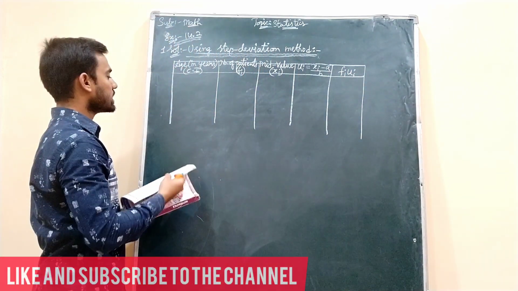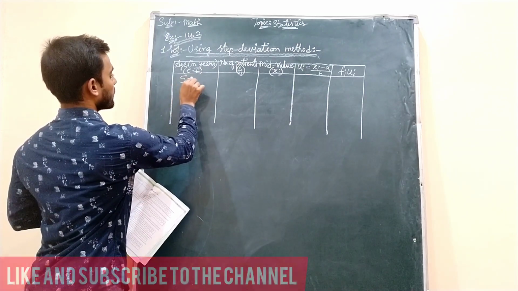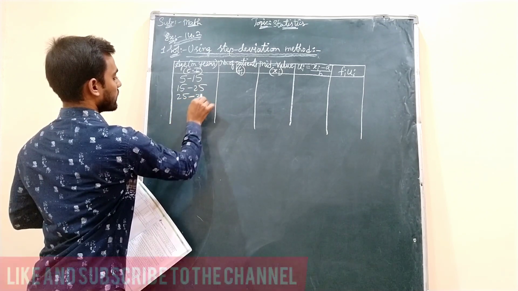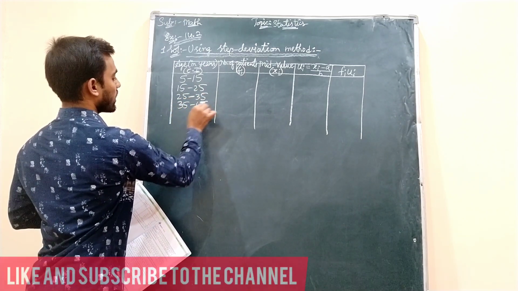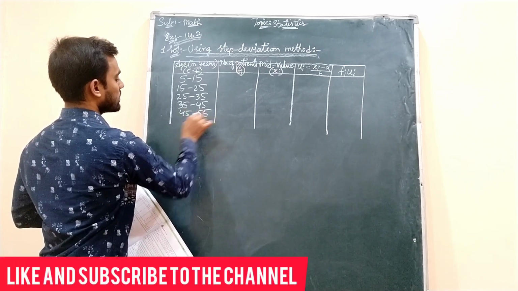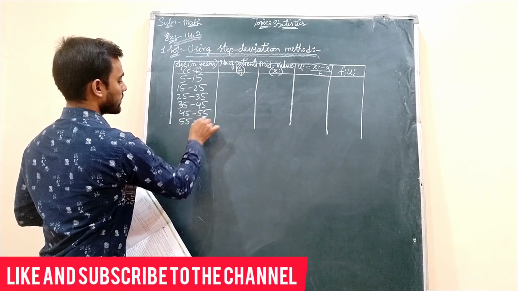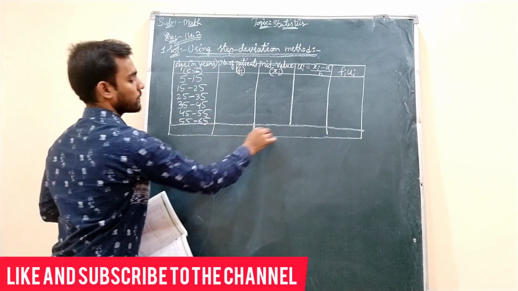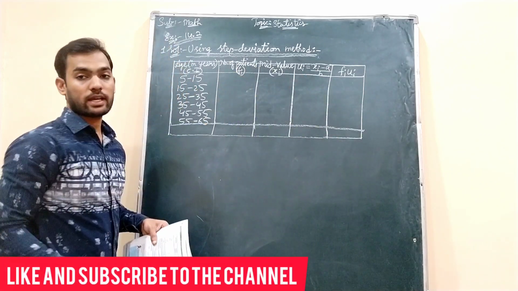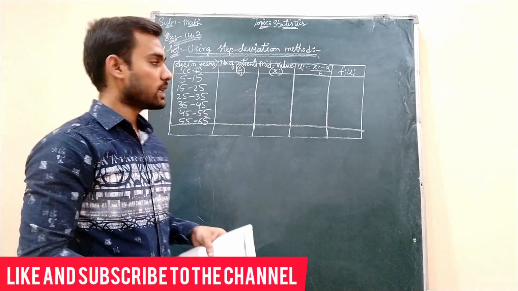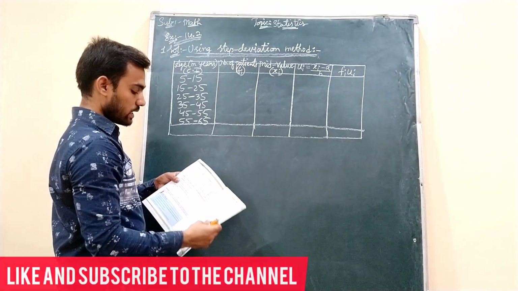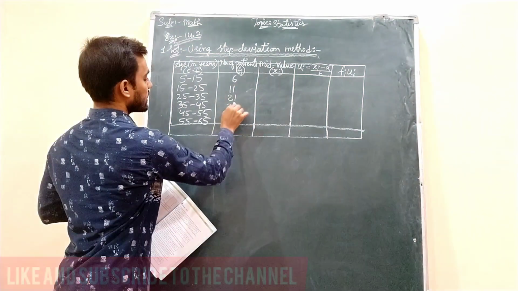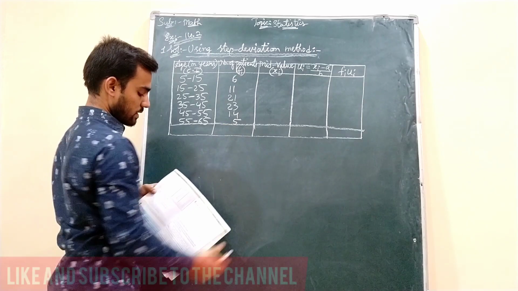Okay guys, so what are the ages? 5 to 15, 15 to 25, 25 to 35, 35 to 45, 45 to 55, and at last 55 to 65. Here we need to do the total also for Fi and Fi Ui, since sigma Fi and sigma Fi Ui values are required. That is the reason we will input the totals also. Frequencies are 6, 11, 21, 23, 14, and then 5.